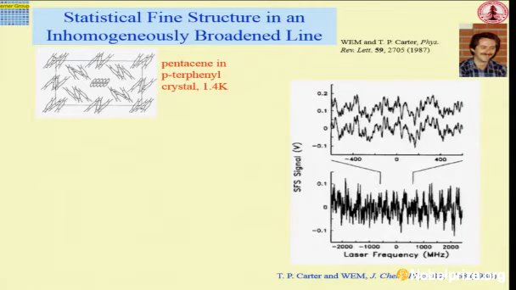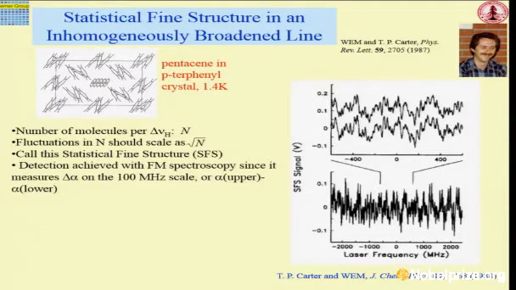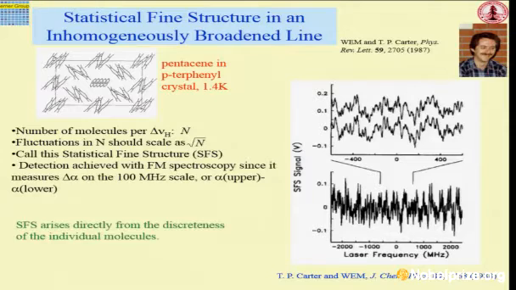Now, why is this interesting for single molecules? Well, it turns out that the absorption that you get, let's say for n molecules, scales linearly with the number of molecules, but these fluctuations have an amplitude that scales as the square root of n, as I've described. That's why we call it statistical fine structure. And this detection was achieved with FM spectroscopy, because FM spectroscopy only measures the difference of the absorption from the average value. It directly arises from the discreteness.